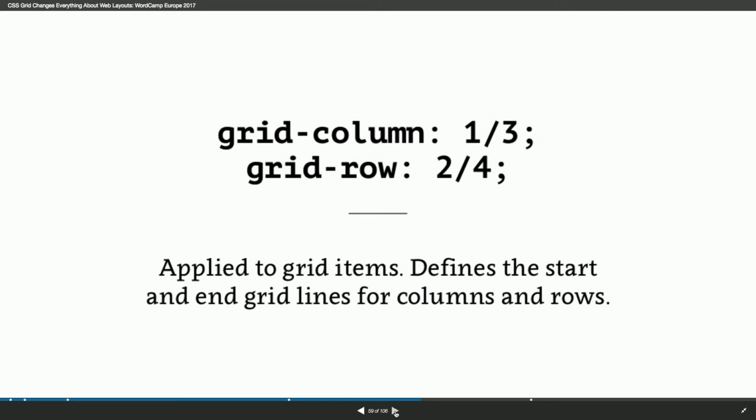And you don't have to say every line number all the time. If you want an item to be just 1 track wide or 1 track high, it's enough to say the start position. So if you say grid-column first, it will be in the first column and it will be 1 column wide. That's enough.